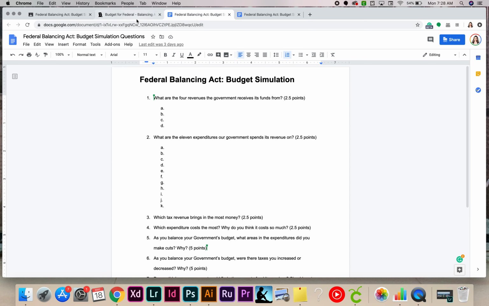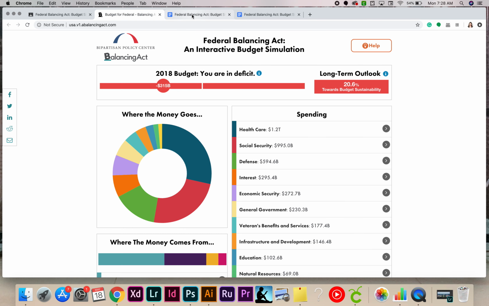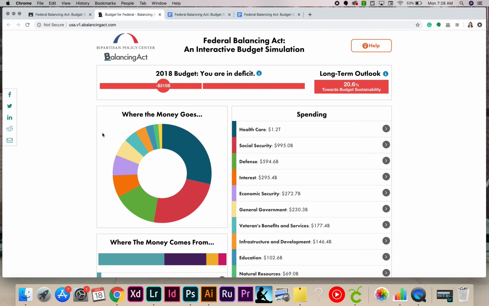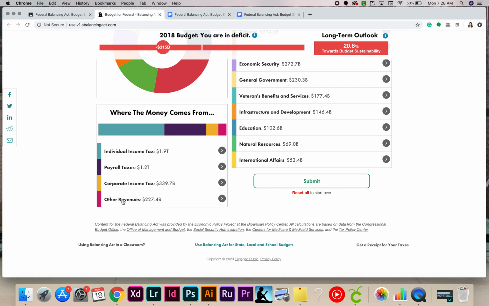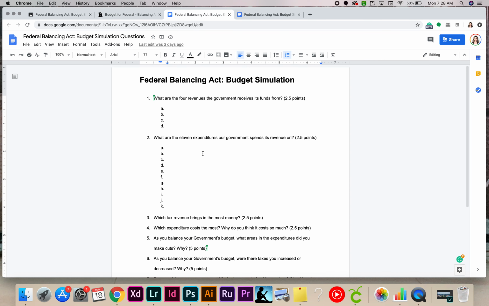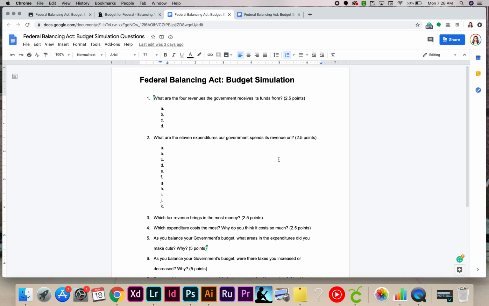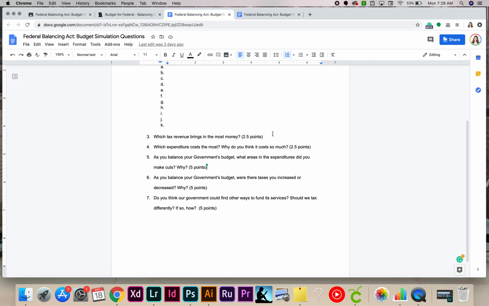So when you're done, when you have your budget in green, you'll go over here and you'll complete these questions. For example, what are the 4 revenues of our government? Oh, they're right here. How about that? And then what are the 11 expenditures? Oh, they're right here. So it's super easy. As you can see, they're only 2.5 points apiece.